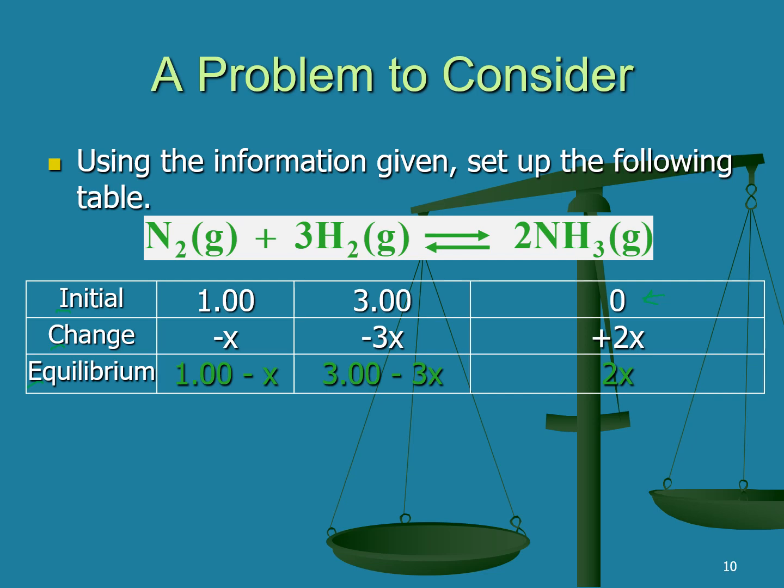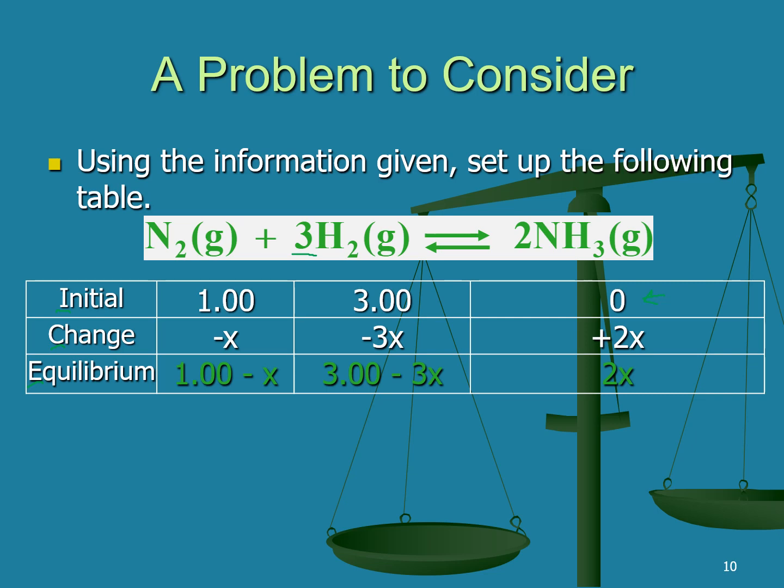The hydrogen, because it's a 3-to-1 ratio, I'm going to lose 3X of the hydrogen. And again, because of stoichiometry, I'm going to gain 2X of NH3. So for every 1 nitrogen that reacts, 3 hydrogen will react, and we will produce 2 ammonia. So that's where these come from. And then at equilibrium, we can see how much we have.